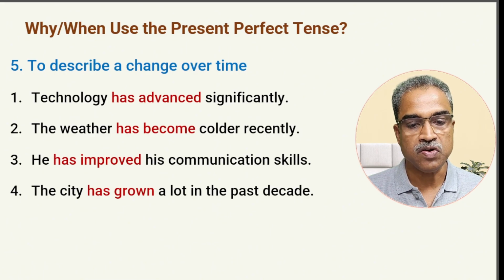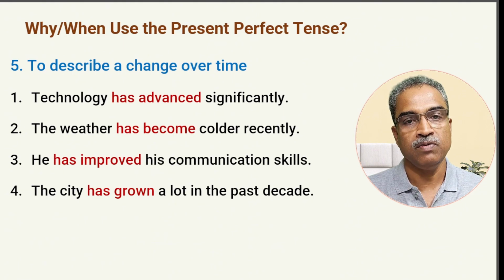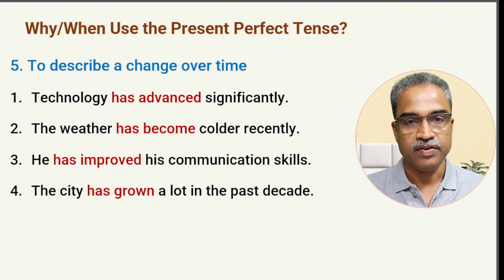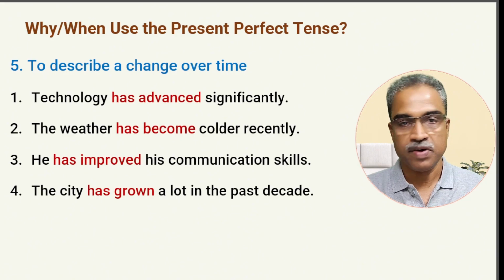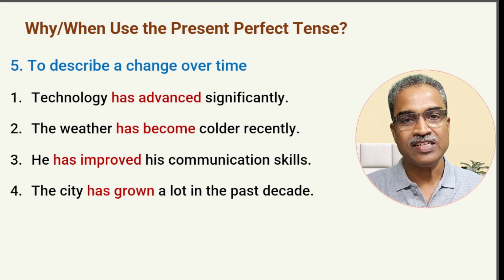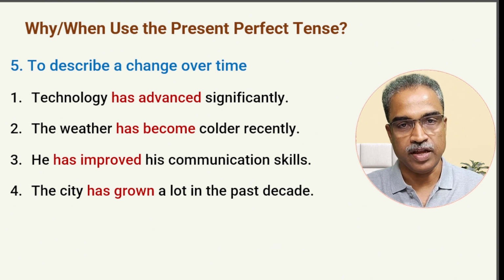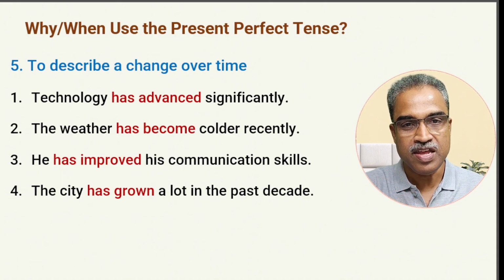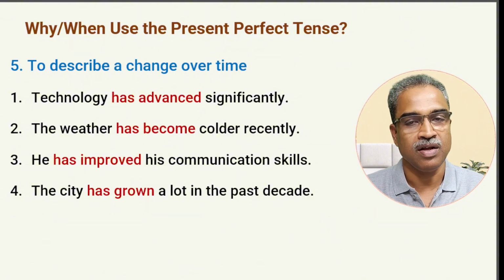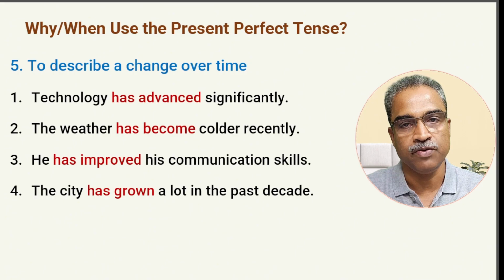Next, the city has grown a lot in the past decade. So the city wasn't growing as we would have liked in the past, 10 years ago. But for the last 10 years, if you see, the city has grown. So here, when we use present perfect, we are describing a change that is taking place over a period of time. The change is being noticed. The change is happening. That is where we use present perfect.